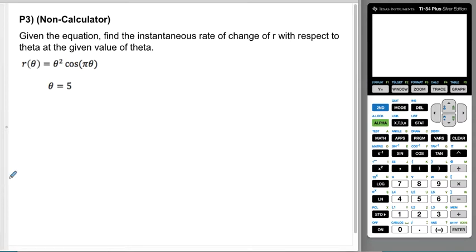So given the equation, same idea, we're going to find the instantaneous rate of change of r with respect to theta. So that just means find r prime of theta or dr d theta. So dr d theta or r prime of theta, whichever way you want to write it. This is going to be a product, right?